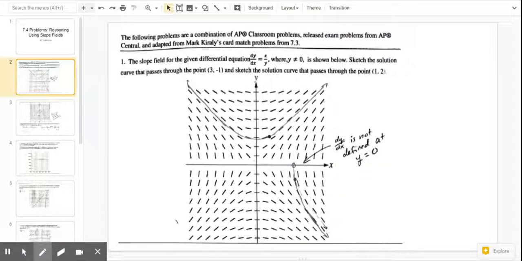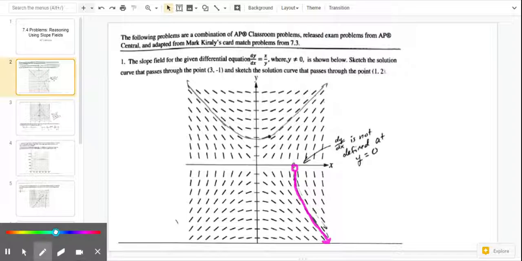So I'm going to start by going down this way. You just kind of follow along with the current. That's how I like to think about it, like it's a current. Go with the grain of the slopes. There's a hole right here because it's not defined at y equals 0, so we put a hole and we actually stop there. And then we do the other one.